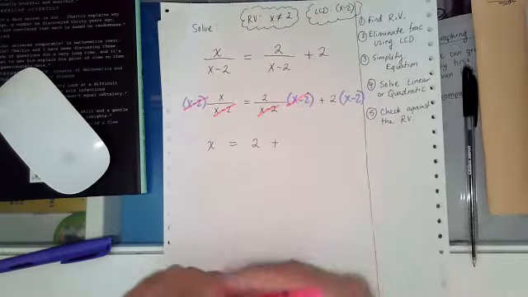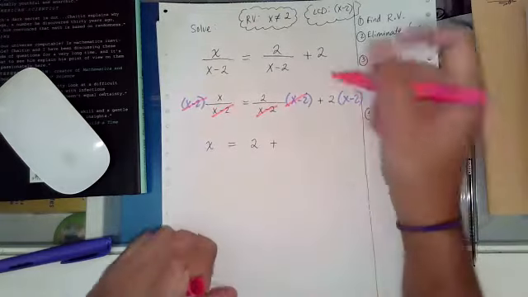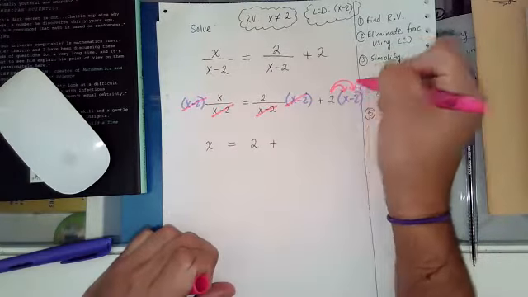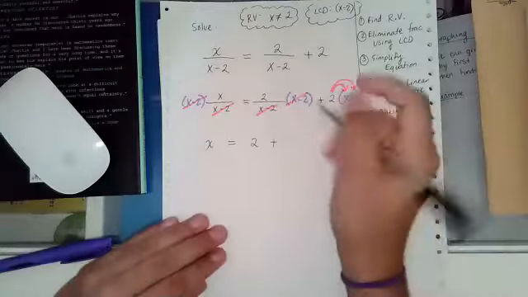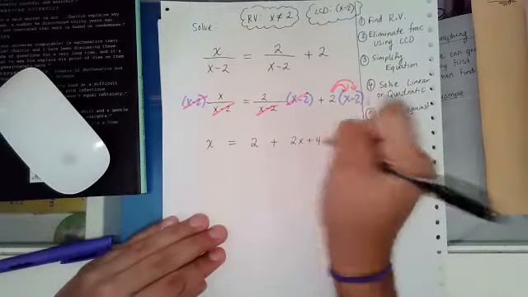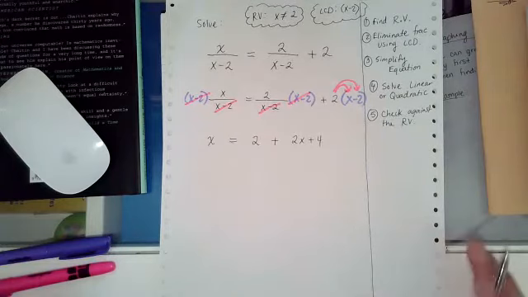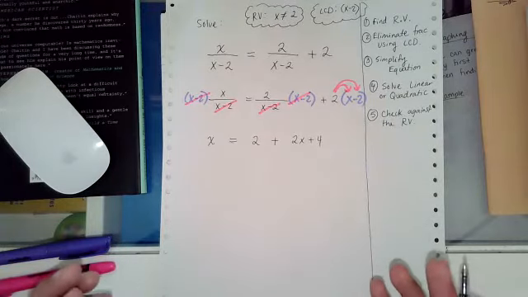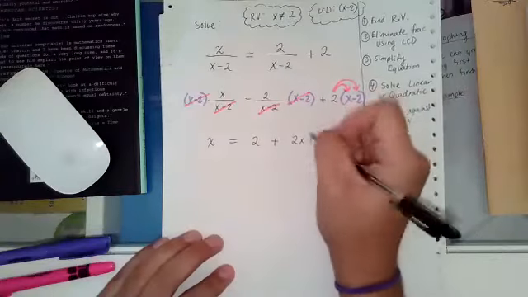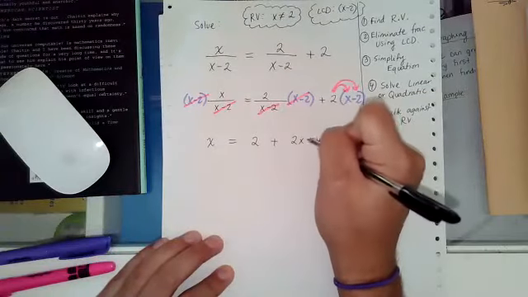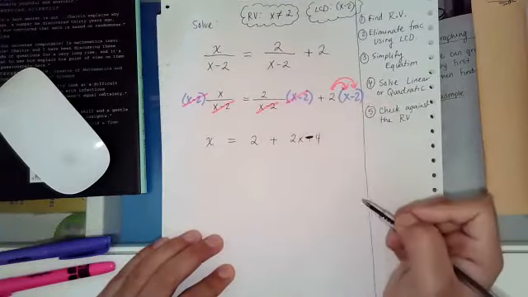Plus 2 times this polynomial. Well, you have to distribute that in. So we should get 2x plus 4. Would it be a negative 4? Yeah, it would totally be a negative 4. So 2 times negative 4. I made that mistake. Good catch, thank you.